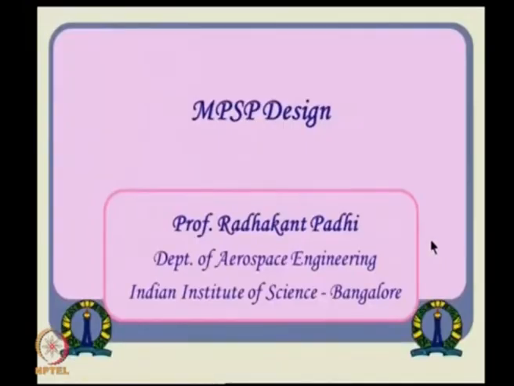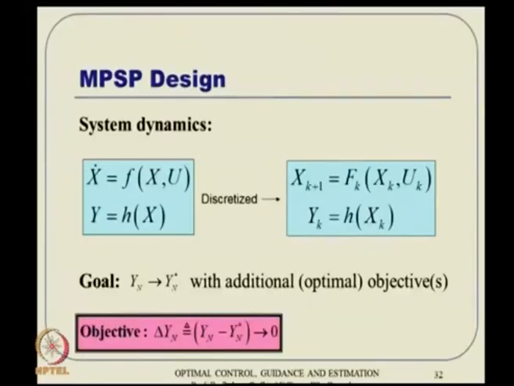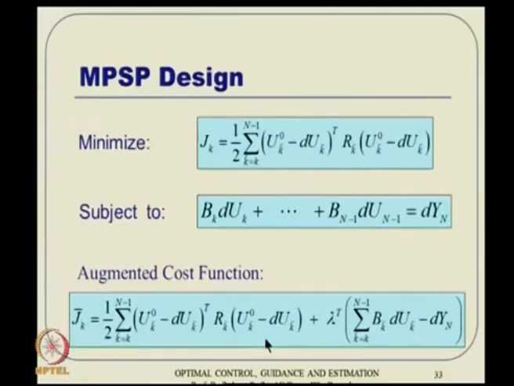Alright. Okay, then we moved on to this idea of MPSP, Model Predictive Static Programming Design, where we started with some problem formulation like this. We had the system dynamics and this output equation. If we discretize that, it takes this form, and the idea was that T equal to Tf, that means K equal to N. Our objective was that this output yn should go to a particular set of values yn star. That means if I take this error delta yn, that should go to 0.